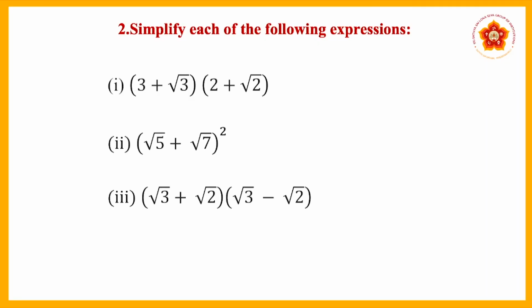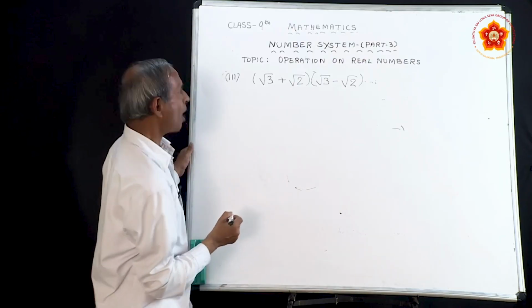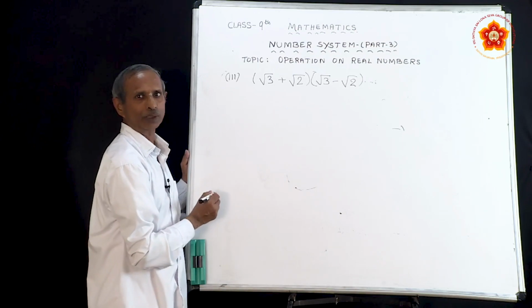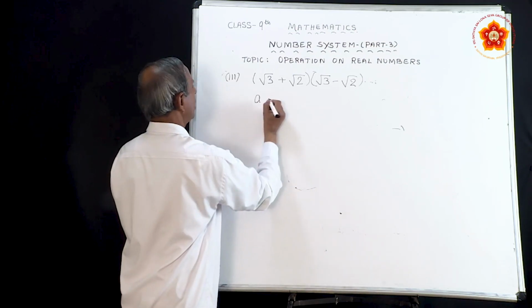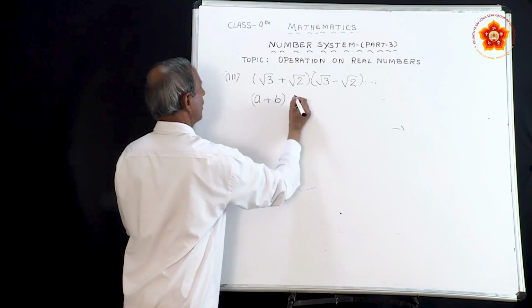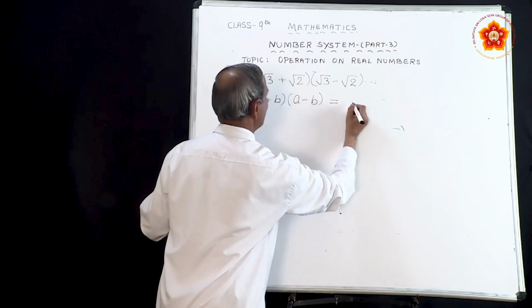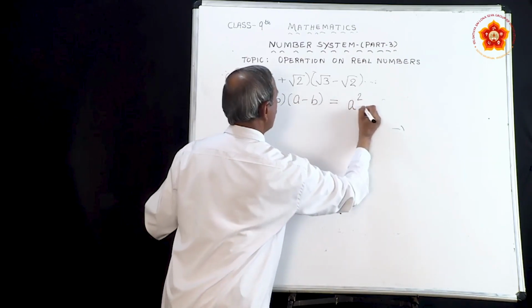Now let us move to the third problem. Square root of 3 plus square root of 2, multiplied by square root of 3 minus square root of 2. Now observe carefully, it is in the form of (a plus b) into (a minus b). So we have to apply the formula (a plus b) multiplied by (a minus b) equals a square minus b square. You already learned this formula in the 7th standard itself.